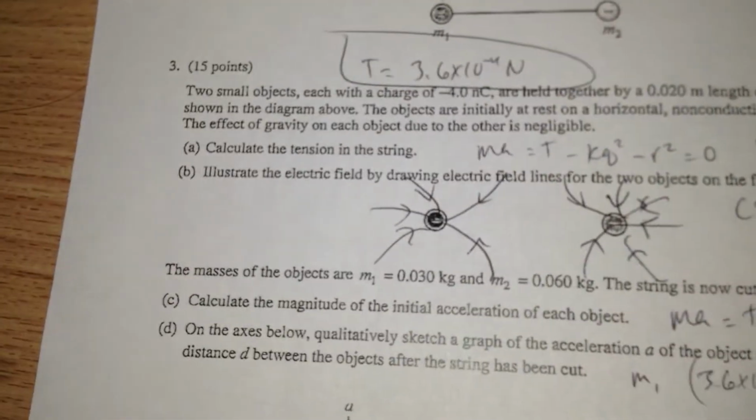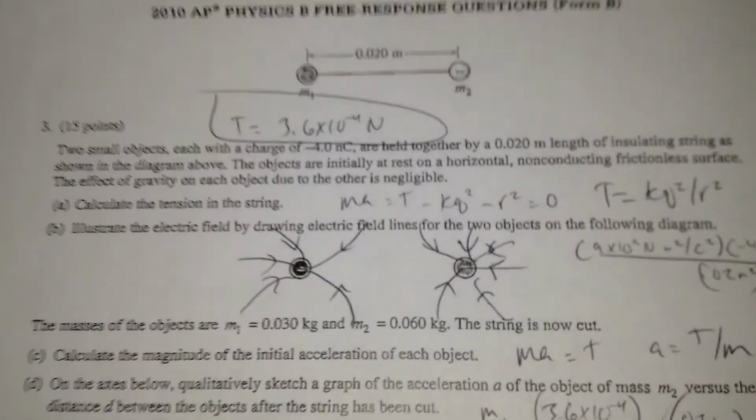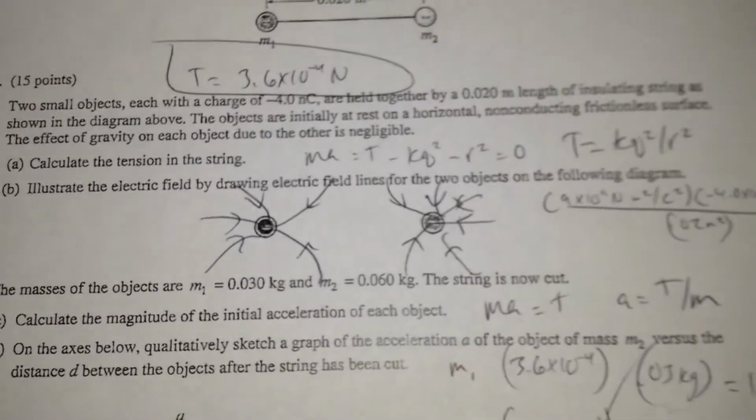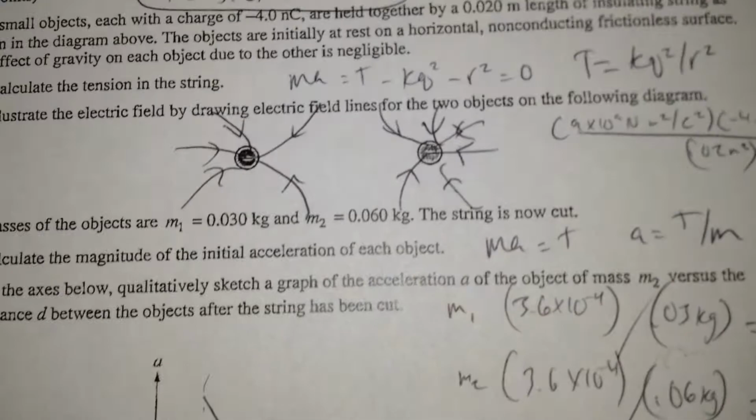B, it wants the electric field for the two objects in the following diagram. So because you have two negative charges, they're going to be repelling from each other, but you're going to have field lines going into negative. So you have your lines drawn such as there.